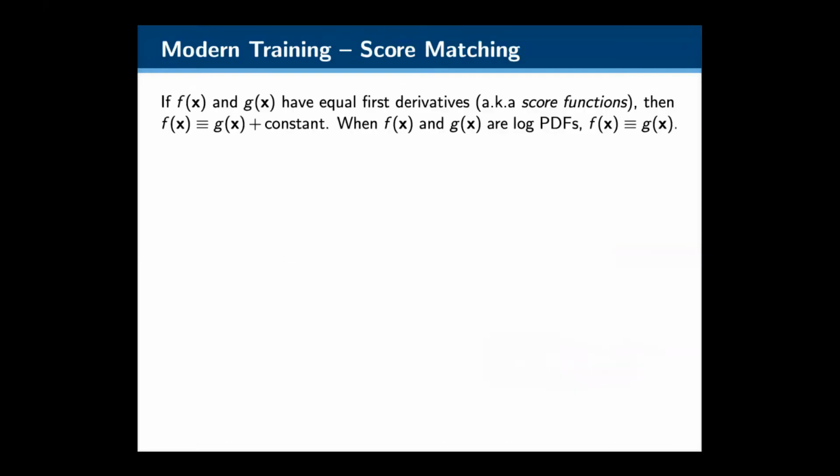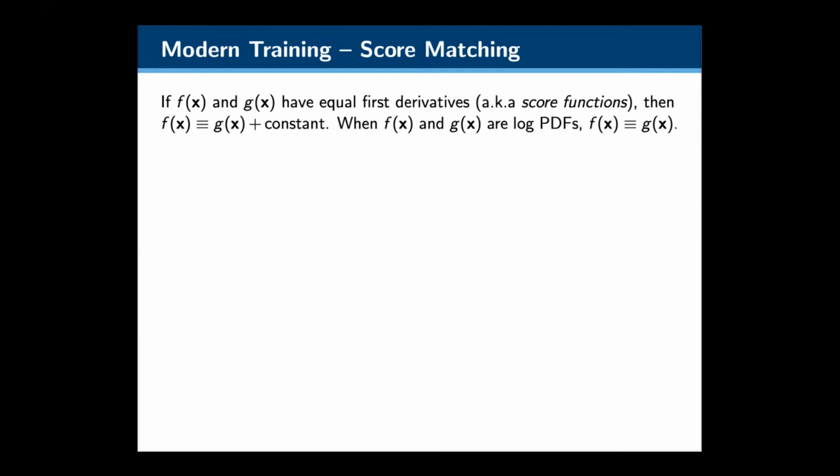Okay, that's sort of the end of today's story with contrastive divergence, at least. But let's move on to some other approaches, the first of which is called score matching. And as you might guess from the name, this has to do with matching score functions, in other words, matching the first derivatives of our functions.